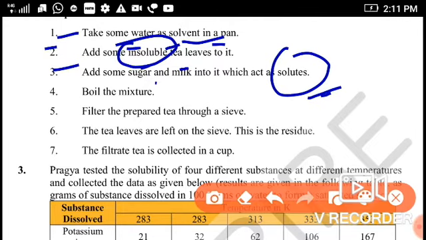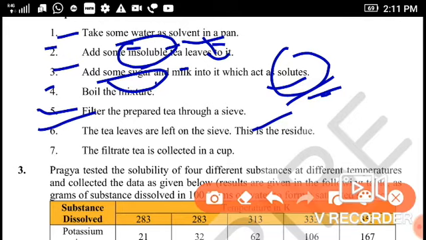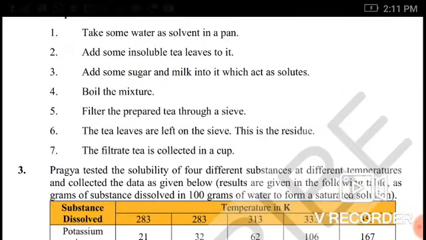Look, solvent means that in which the solute dissolves, and the substances that are dissolved in a given solvent are called solutes. Boil the mixture, we are using the term mixture, and filter the prepared tea through a sieve. The tea leaves are left on the sieve, this is the residue. The filtered tea is collected in a cup, means we are using this. You can change the language and write your own answer.